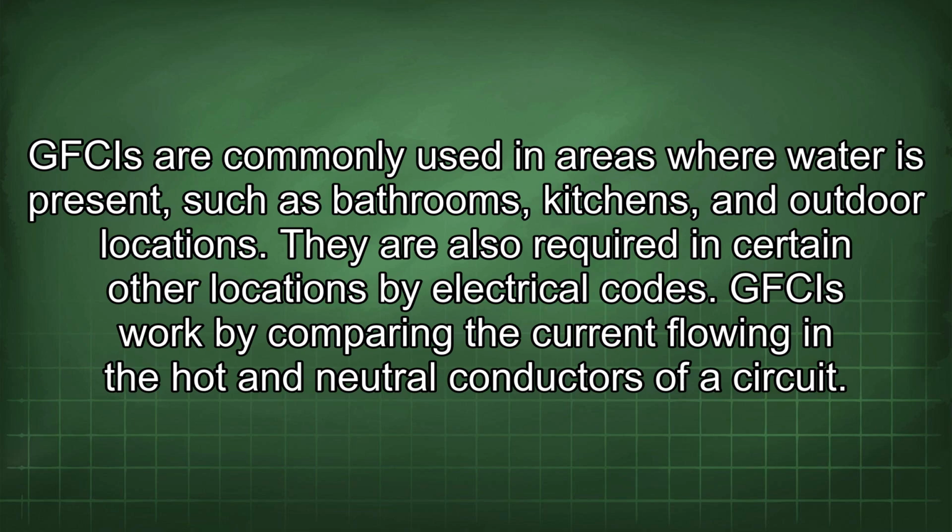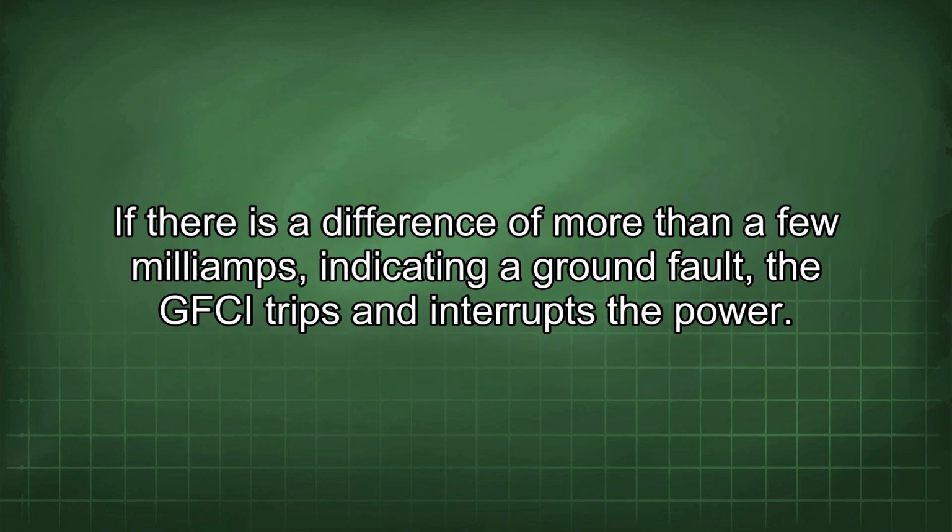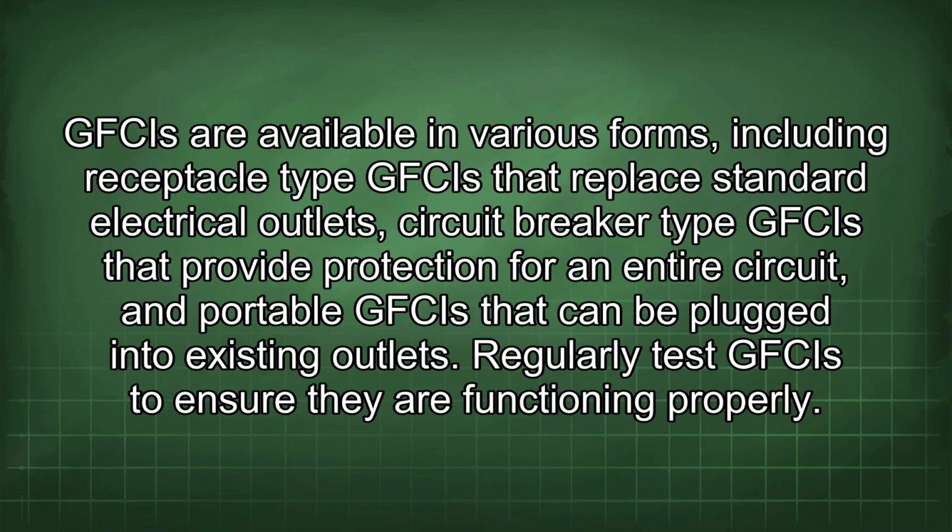GFCIs work by comparing the current flowing in the hot and neutral conductors of a circuit. If there is a difference of more than a few milliamps, indicating a ground fault, the GFCI trips and interrupts the power. GFCIs are available in various forms, including receptacle-type GFCIs that replace standard electrical outlets, circuit breaker-type GFCIs that provide protection for an entire circuit, and portable GFCIs that can be plugged into existing outlets.